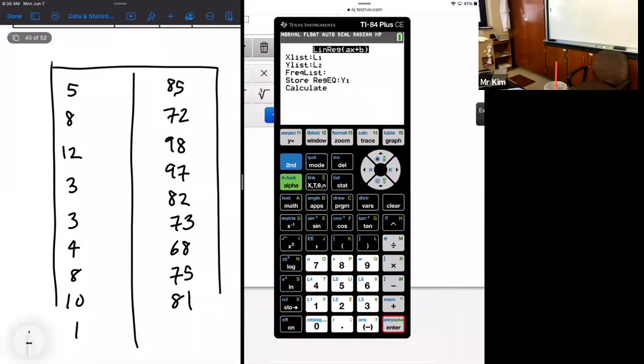Yes, okay, so the very first thing is go to stat, edit, and you put the values in. The way to delete this, you can just keep pressing delete like this, and then you're going to put in all the numbers. And then let's say that you did that, right? The second step will be to go to the window and change the window settings appropriately.